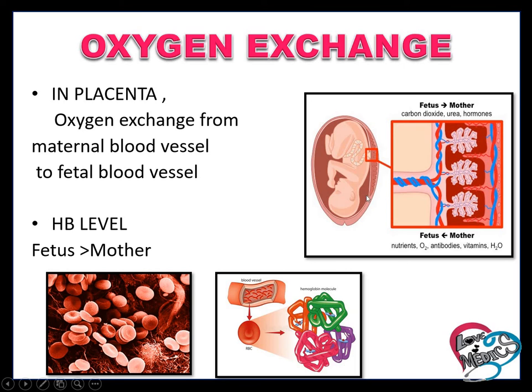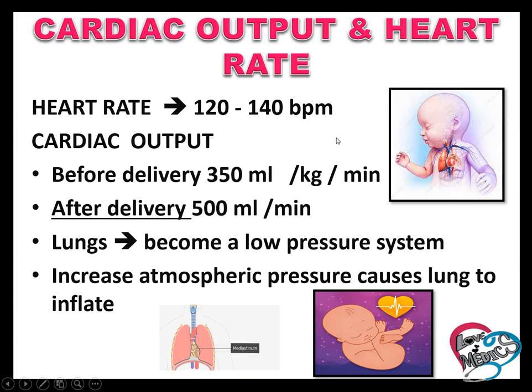Oxygen exchange. From the mother, the oxygenated blood is exchanged to the fetus by the placenta. Oxygen exchange is present in the placenta. From the maternal surface, the oxygen is transferred into the fetal blood circulation. Fetal hemoglobin has more affinity to attract oxygen. So the fetal blood, having more affinity to oxygen, absorbs more oxygen from the maternal circulation and delivers it to the fetus.